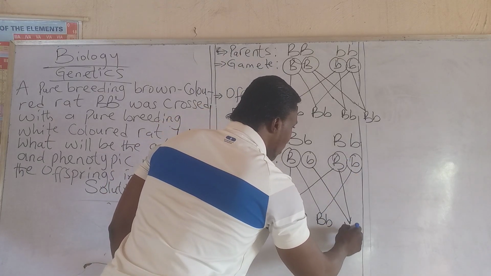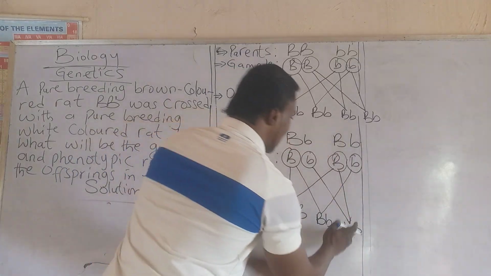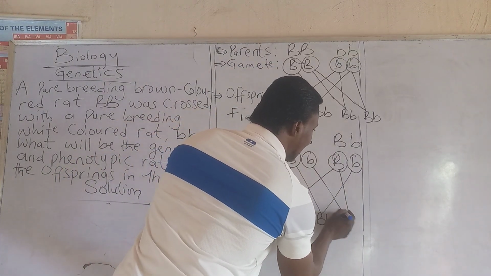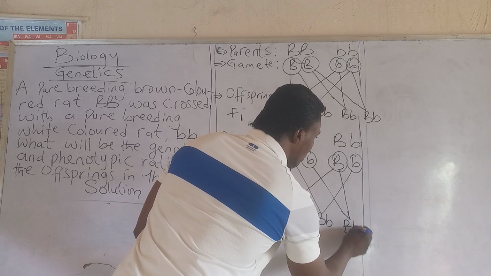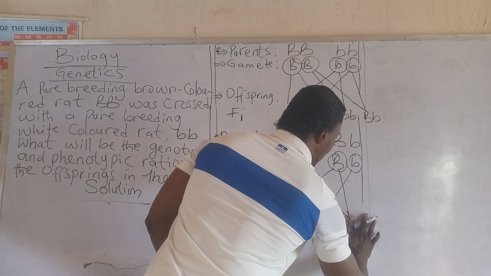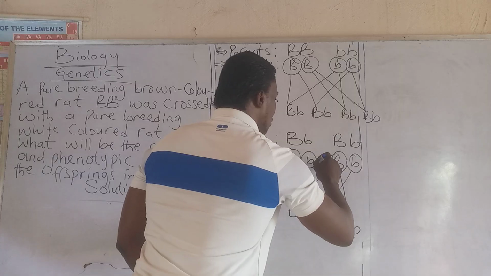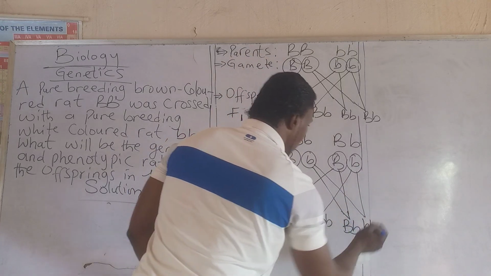If you say small and capital, because small is coming first, it will be wrong. Please, the capital should come first in this case. Make no mistakes about that. So capital and small. This is because the capital B dominates the small b. So the last one, small b to small b. You have small b to small b.